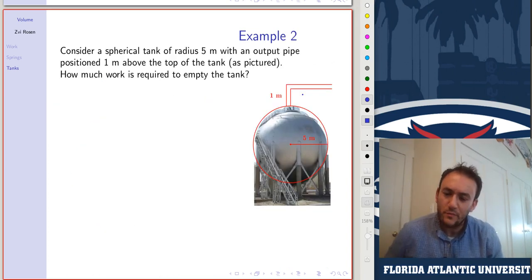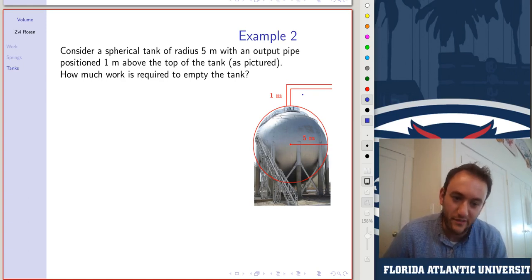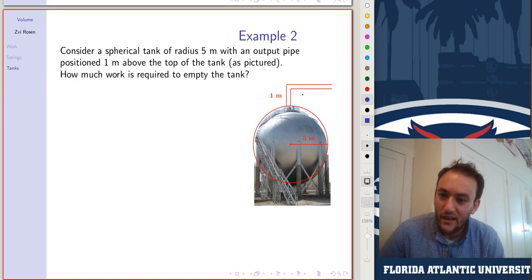Okay, let's do one more example. Consider a spherical tank of radius 5 meters with an output pipe positioned 1 meter above the top of the tank, as pictured in this picture I found on the internet. How much work is required to empty the tank?